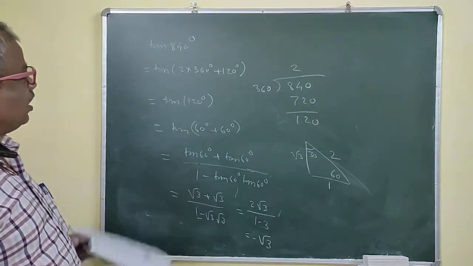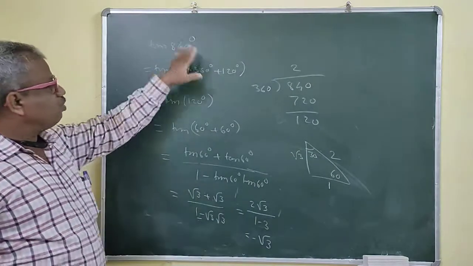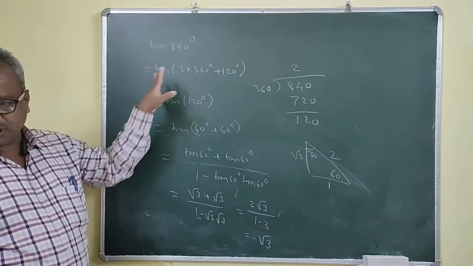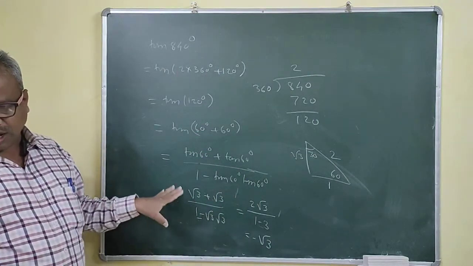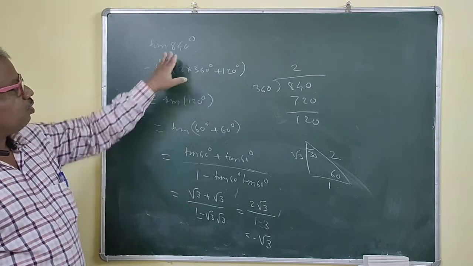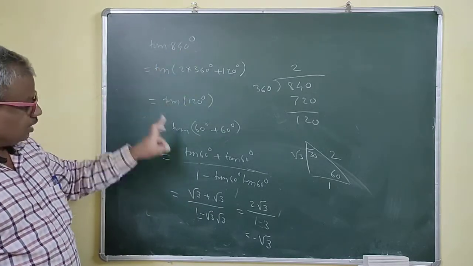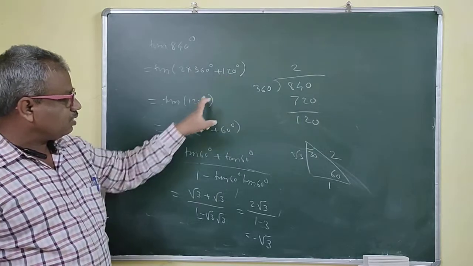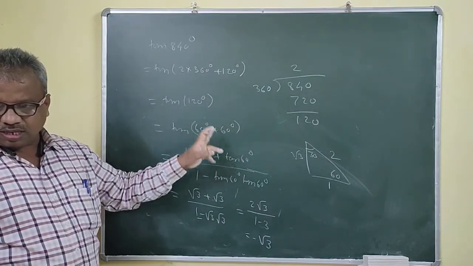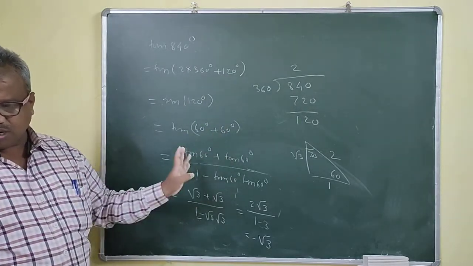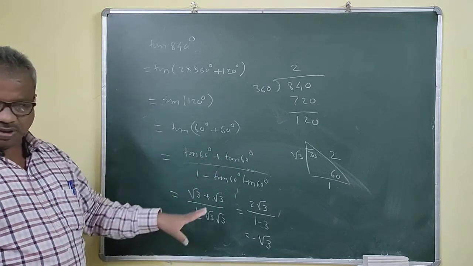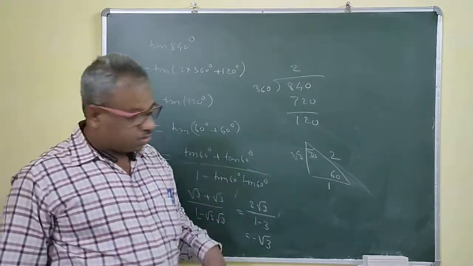So in this way you can find the trigonometric functions of any angle. I hope you can do this. Whatever the value of theta you get after reducing, it must be 30 degrees, 60 degrees or 45 degrees. Then only you can evaluate this one. Okay, so we'll stop here.